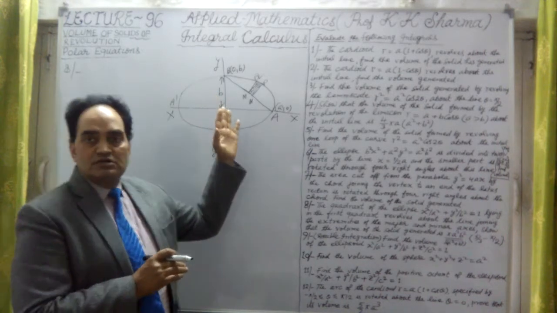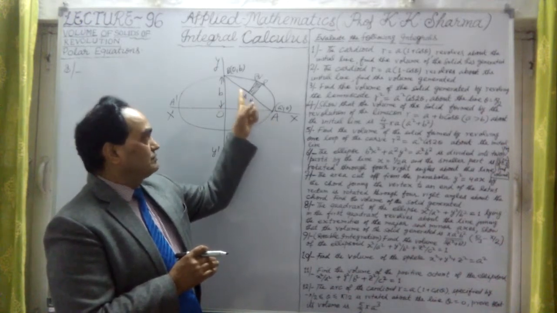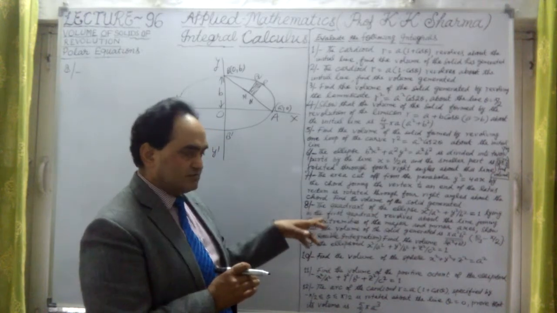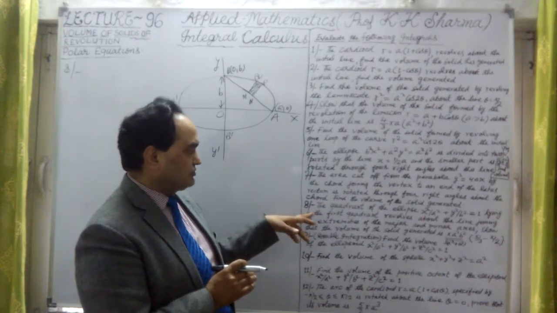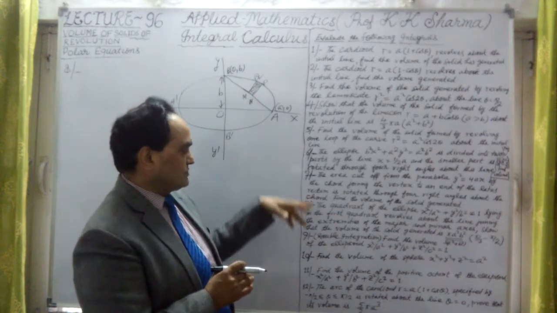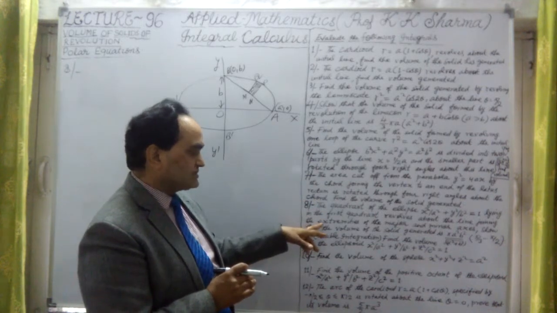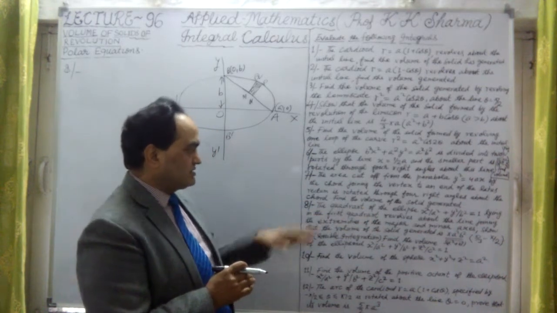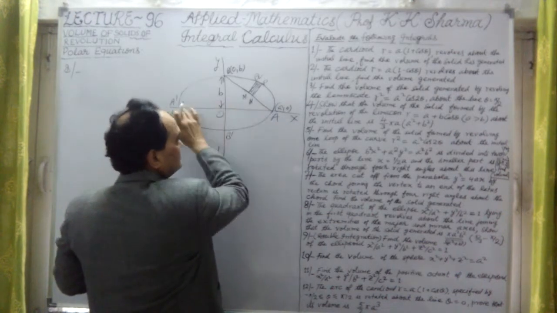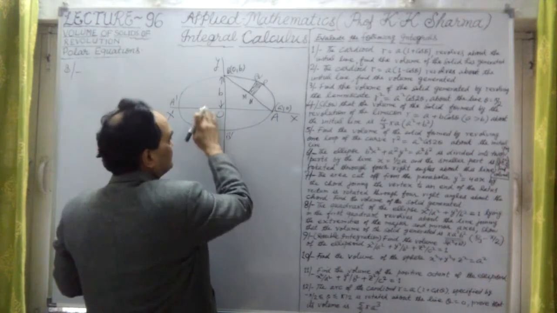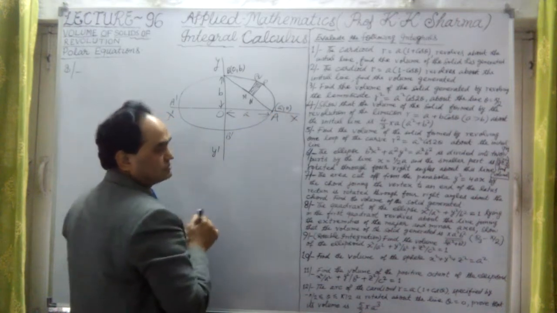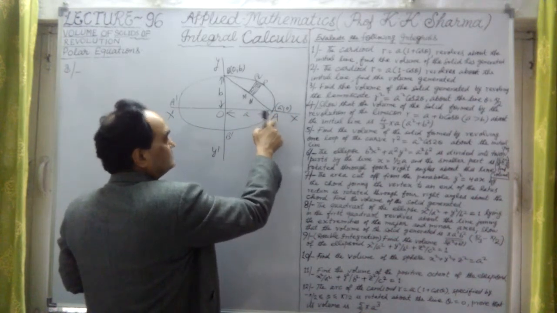but about a line which is drawn by joining the extremities of the quadrant of the ellipse x square upon a square plus y square upon b square equal to 1, in the first quadrant. We revolve it about the line joining the extremities of the major and minor axis. The major axis has one extremity A, on the x-axis. So A is the point which is one extremity of the major axis.